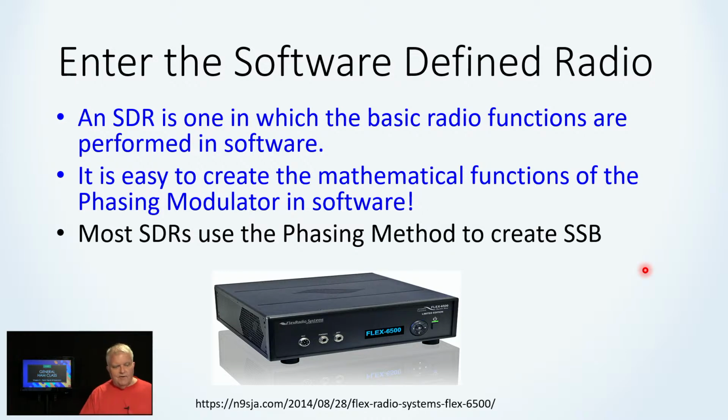And so an SDR, like the Flex, this is a Flex 6500, is one in which the basic radio functions are performed in software, as we saw, and it's easy to create the mathematical functions of the phasing modulator in software. And because it does generate such a beautiful signal, most SDRs use the phasing method to create single sideband.